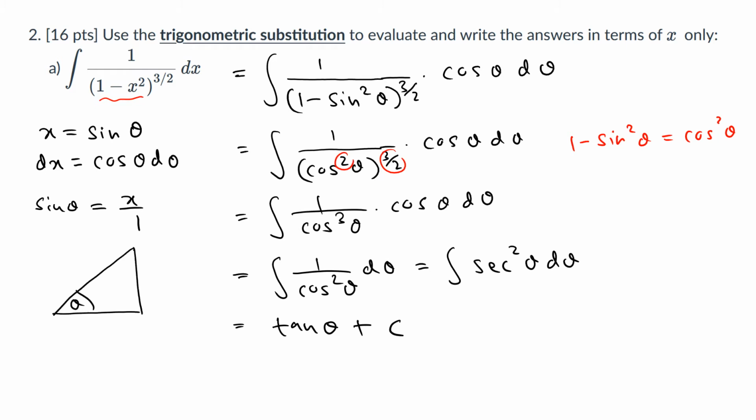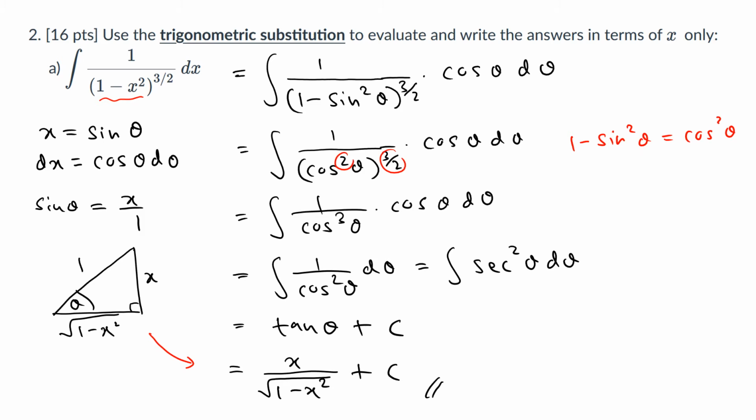So this is something necessary. This is sine, so that means opposite over hypotenuse, and then we can find the other side using the Pythagorean identity. So it is the square root of 1 minus x squared. Now tan means opposite over adjacent, so the opposite is x, the adjacent is the square root of 1 minus x squared, plus c. So that's the final answer using the triangle.